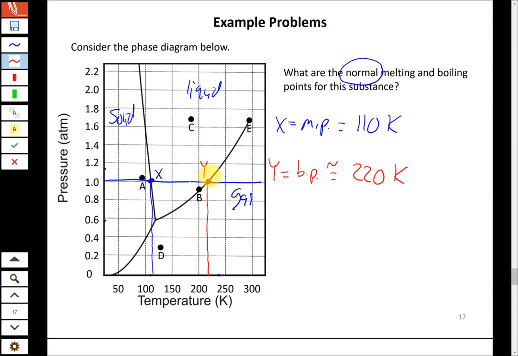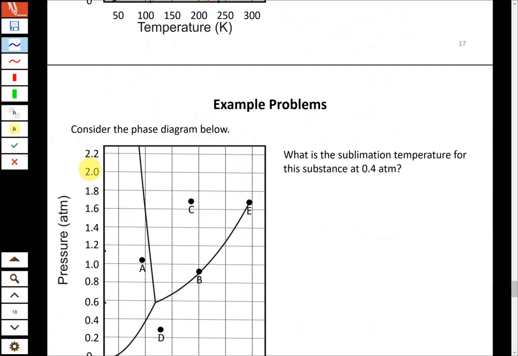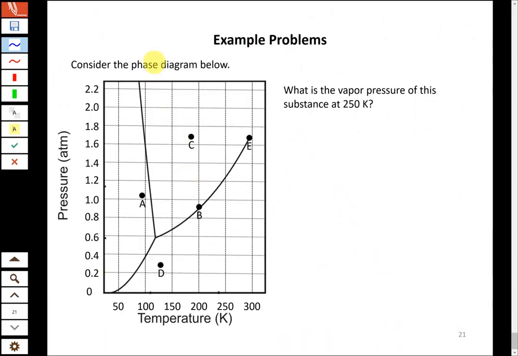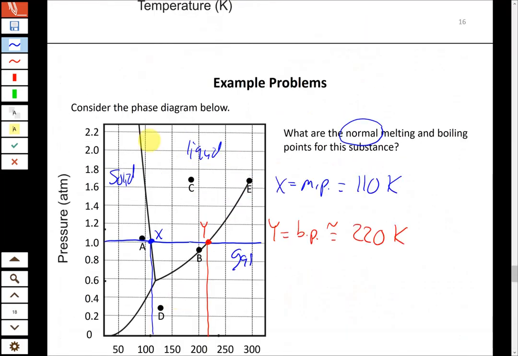Identifying these phase change lines allows you to predict temperatures for phase changes. How many more do I have? Probably too many, right? All right, I'll do a few of these next time. Yeah, we're not going to get through all of them. Let's just do one more probably, and then I'll let you guys go.